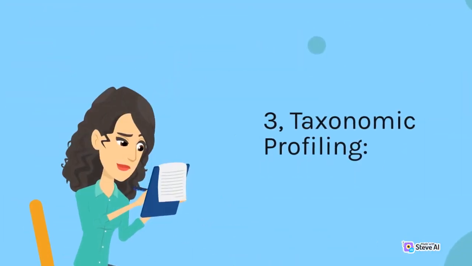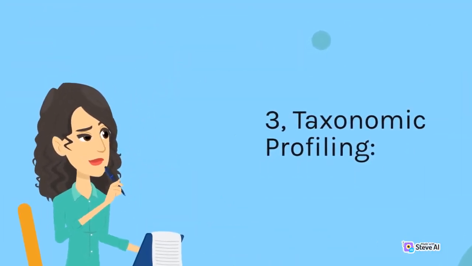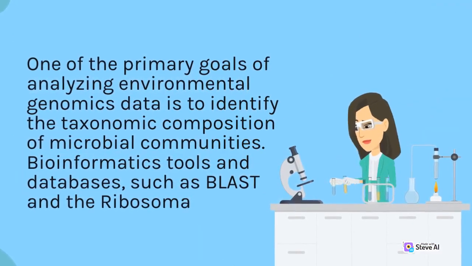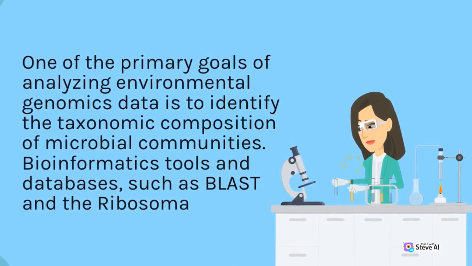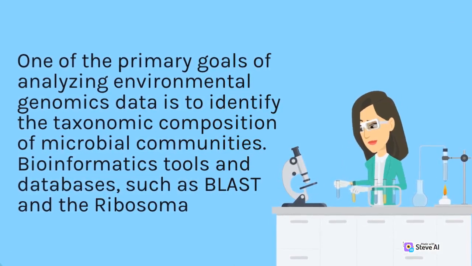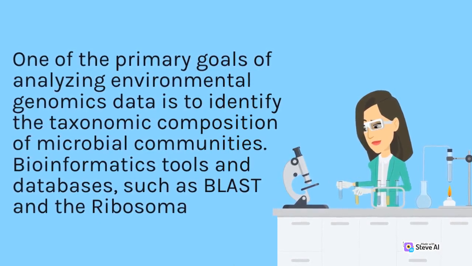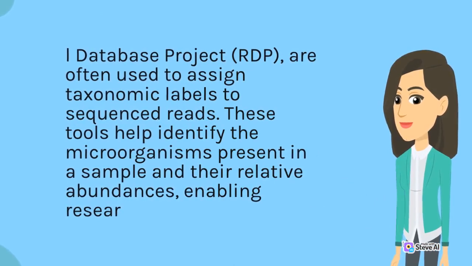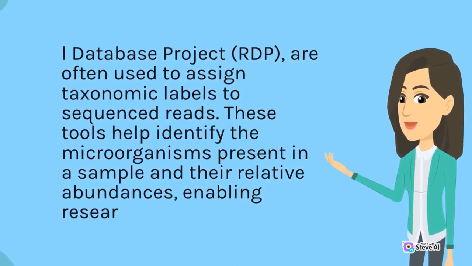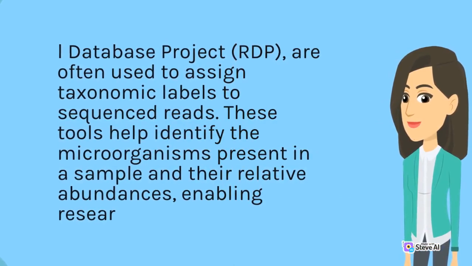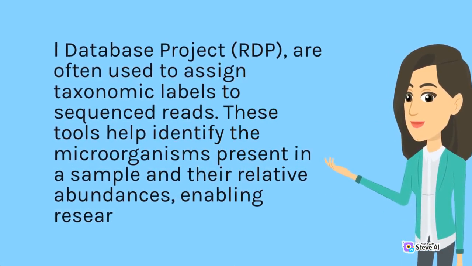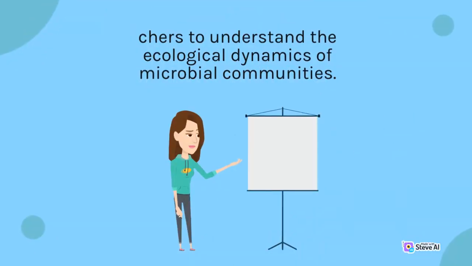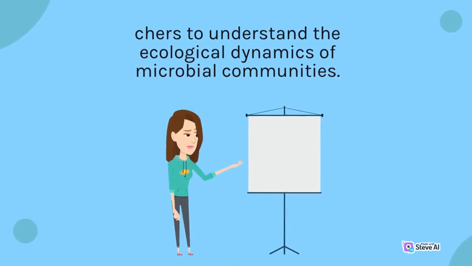3. Taxonomic profiling. One of the primary goals of analyzing environmental genomics data is to identify the taxonomic composition of microbial communities. Bioinformatics tools and databases, such as BLAST and the Ribosomal Database Project, RDP, are often used to assign taxonomic labels to sequenced reads. These tools help identify the microorganisms present in a sample and their relative abundances, enabling researchers to understand the ecological dynamics of microbial communities.